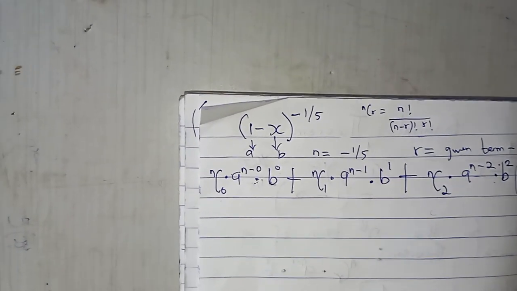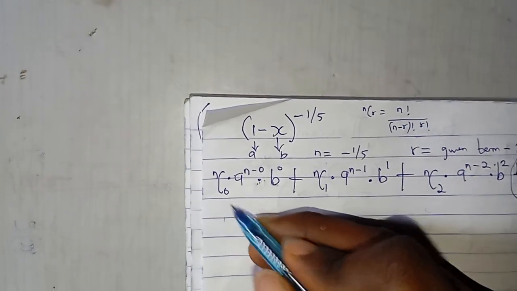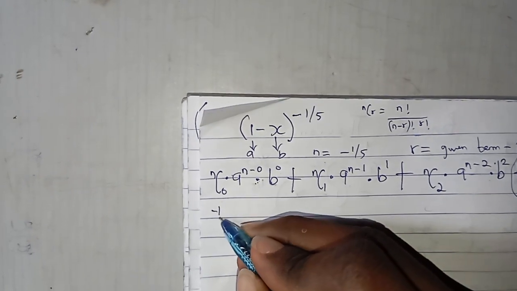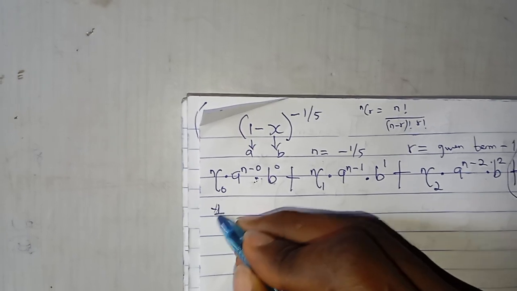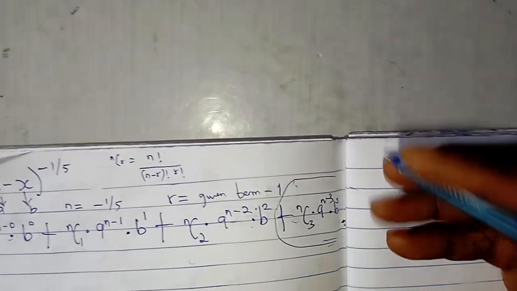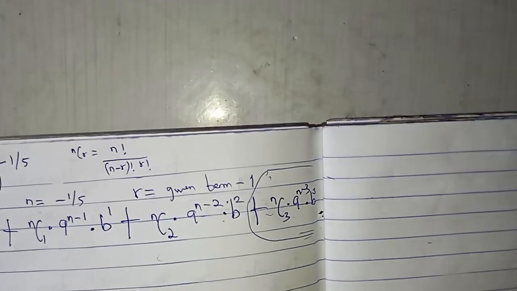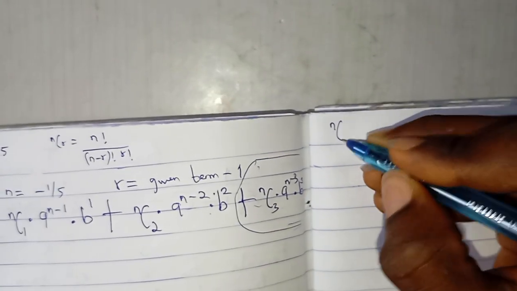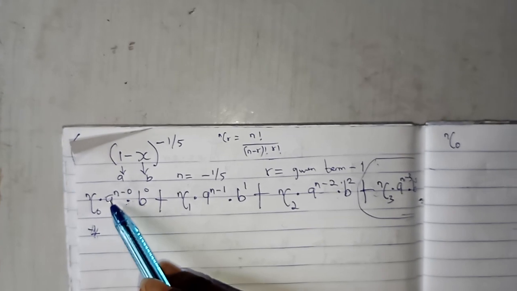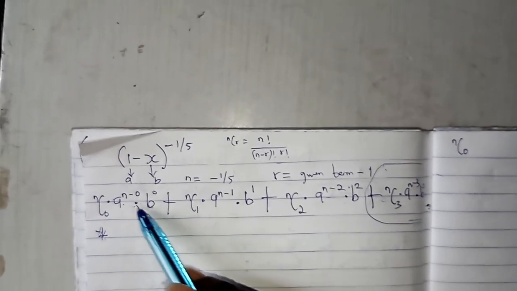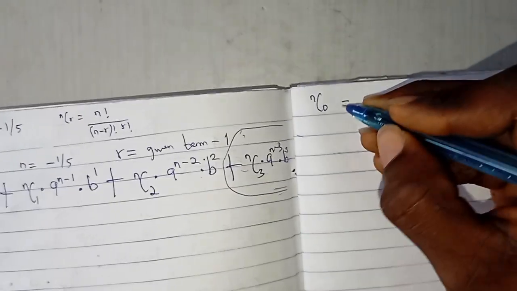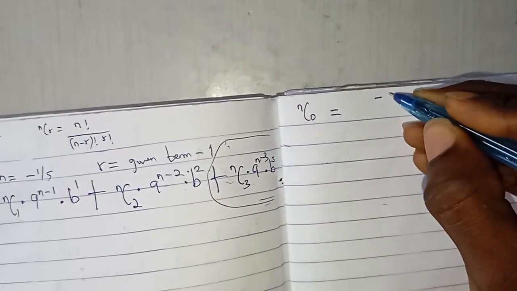Alright, so that means that n combination 0, here n is minus 1 over 5. Let me do this outside so that I'll bring back the answer after. Let me find n combination 0 first. If I find n combination 0, I come back and find a raised to power n minus 0, then come back and find b raised to power 0. Then multiply. So n combination 0 is going to be the same thing as saying n here is minus 1 over 5.